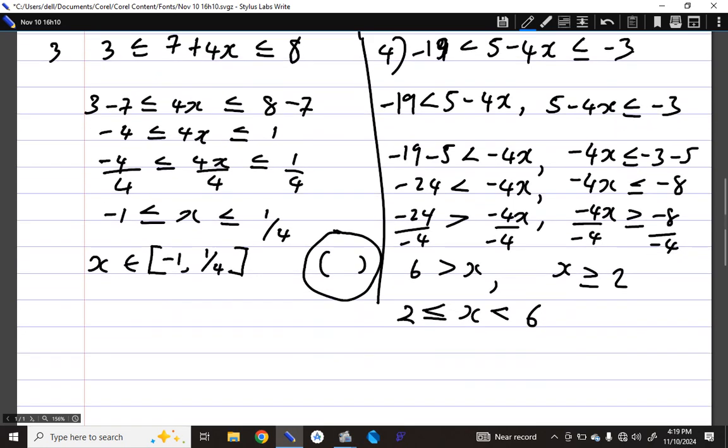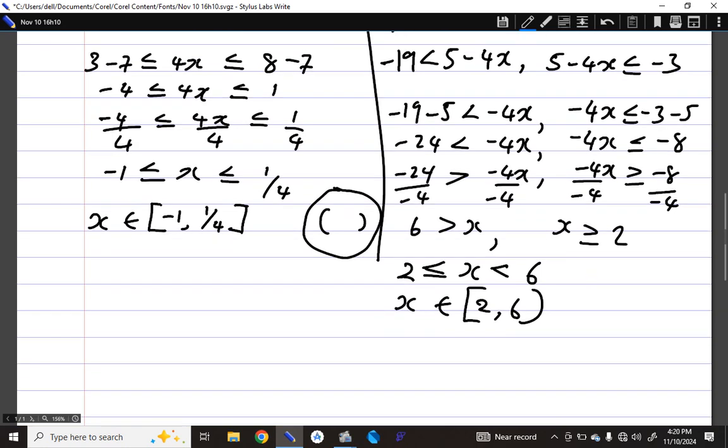So now if you want to write it in terms of range, you will say that x is an element of the closed interval of 2, 6 and open interval. I use open interval here because there is no equal to in this particular one. Okay, so we move to question number 5.